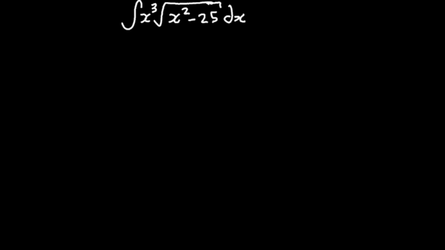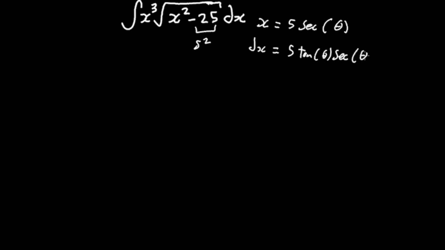So here what you do is trig sub. This is the form of a secant substitution, because x squared minus 25. What you do is you identify this is 25, that's 5 squared. So you say, okay, we're going to let x be 5 secant of theta. Now what's dx? dx is 5 times, what's the derivative of secant? That's tangent theta secant theta d theta.